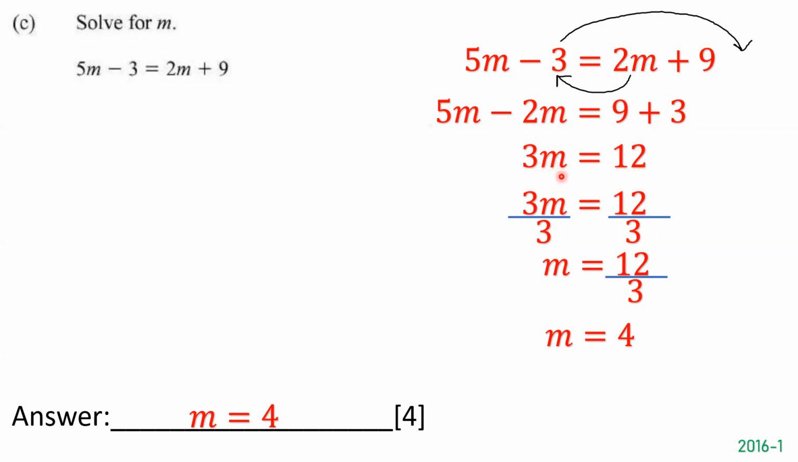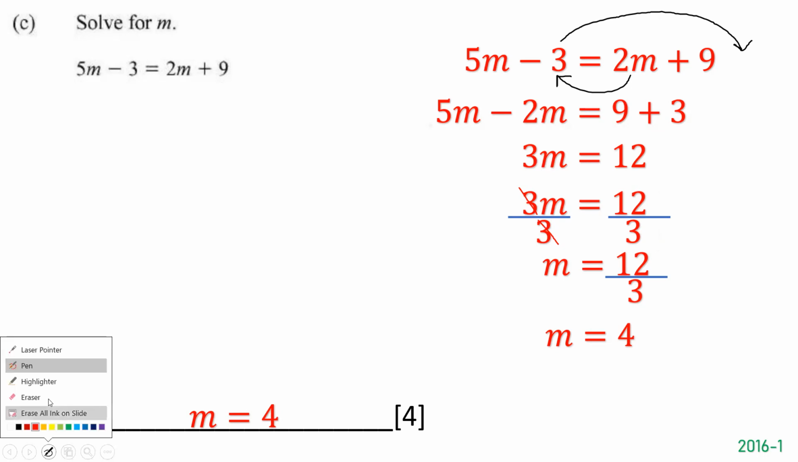So what are we going to do here? Well, we have to divide both sides by 3 because 3 is the coefficient of m. And so if we divide both sides by 3, notice that 3 divided by 3, we're going to cancel them out. And we are left with 12 divided by 3. What is 12 divided by 3? Well, 12 divided by 3 is definitely 4. And the reason why 12 divided by 3 is 4 is because 4 times 3 is 12. And so the answer here is m equals 4.